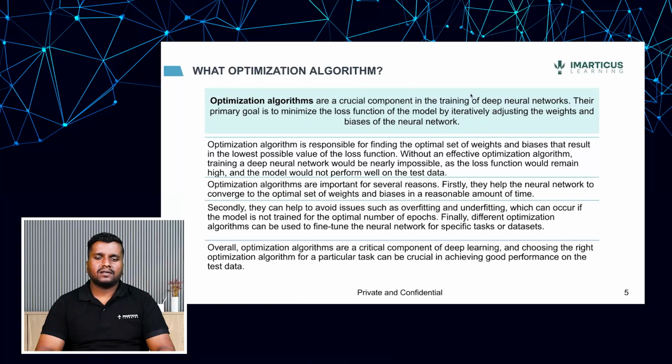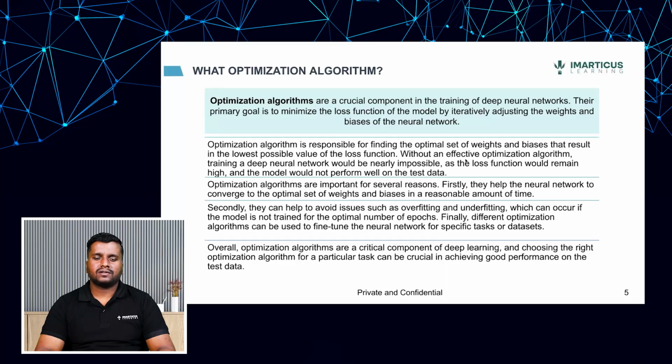Optimization algorithms are a crucial component in the training of a deep learning model. As I told you, their primary goal is to minimize the loss function or error, thereby increasing the efficiency of the model by adjusting the weights and biases of the neural network. An optimization algorithm is responsible for finding the set of weights and biases that result in the lowest possible error. Without an effective optimization algorithm, it is nearly impossible to find a model which can identify trends and patterns in the data well.